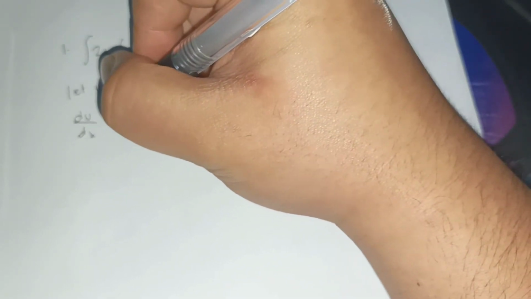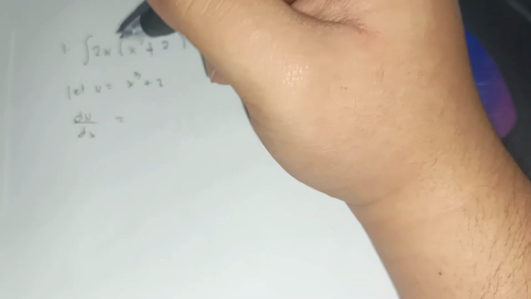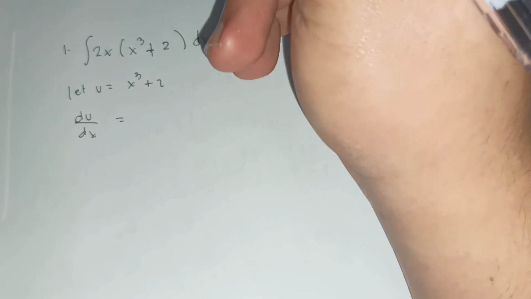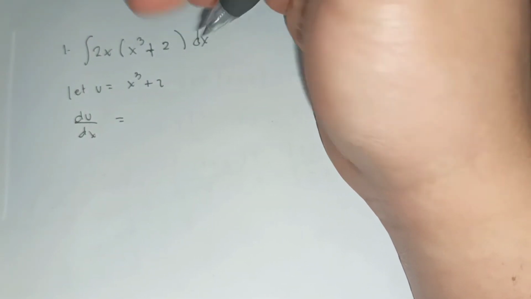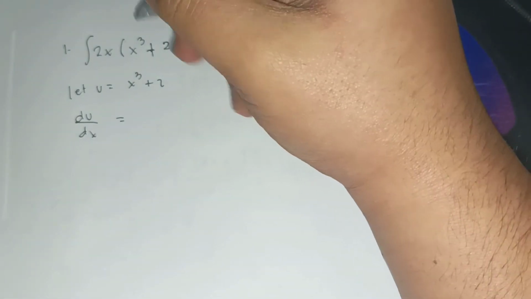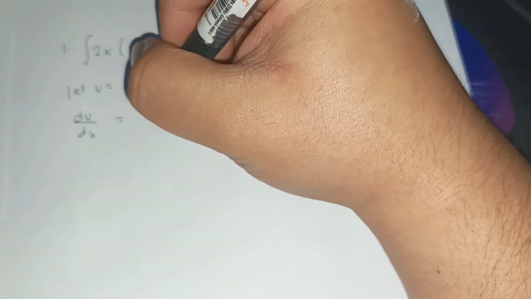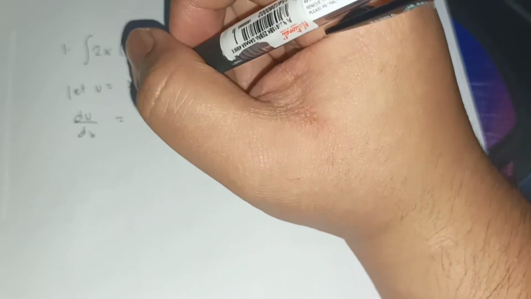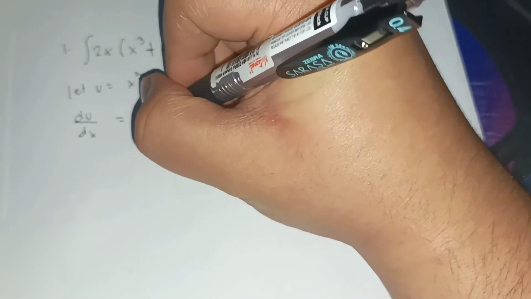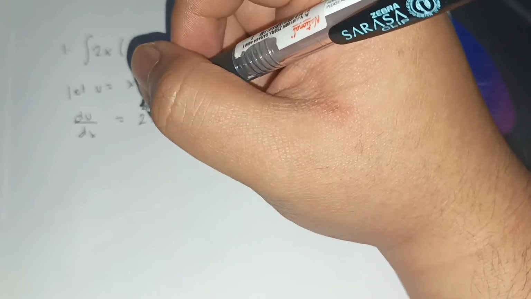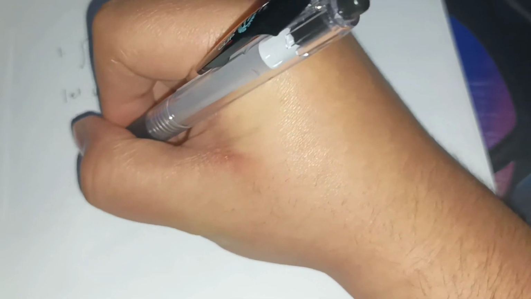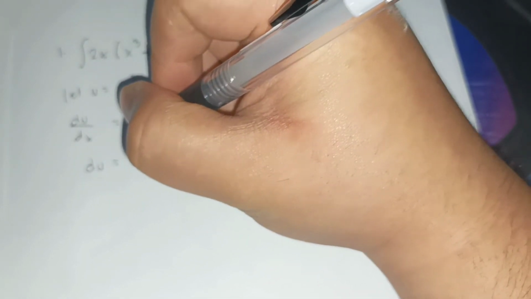Then du over dx will be 3x squared, so our derivative of u equals 3x squared.